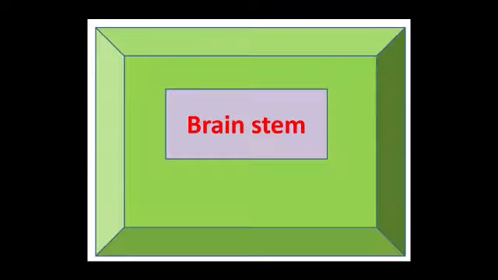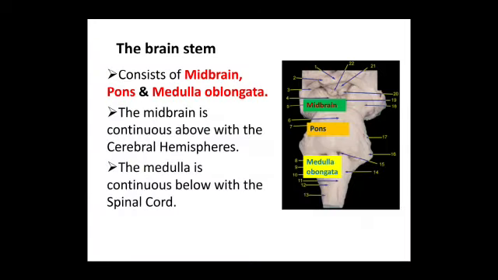So first of all, coming to the brain stem. The brain stem consists of three components, that is the midbrain, pons and medulla oblongata. The midbrain is continuous above with the cerebral hemispheres. The medulla is continuous below with the spinal cord.